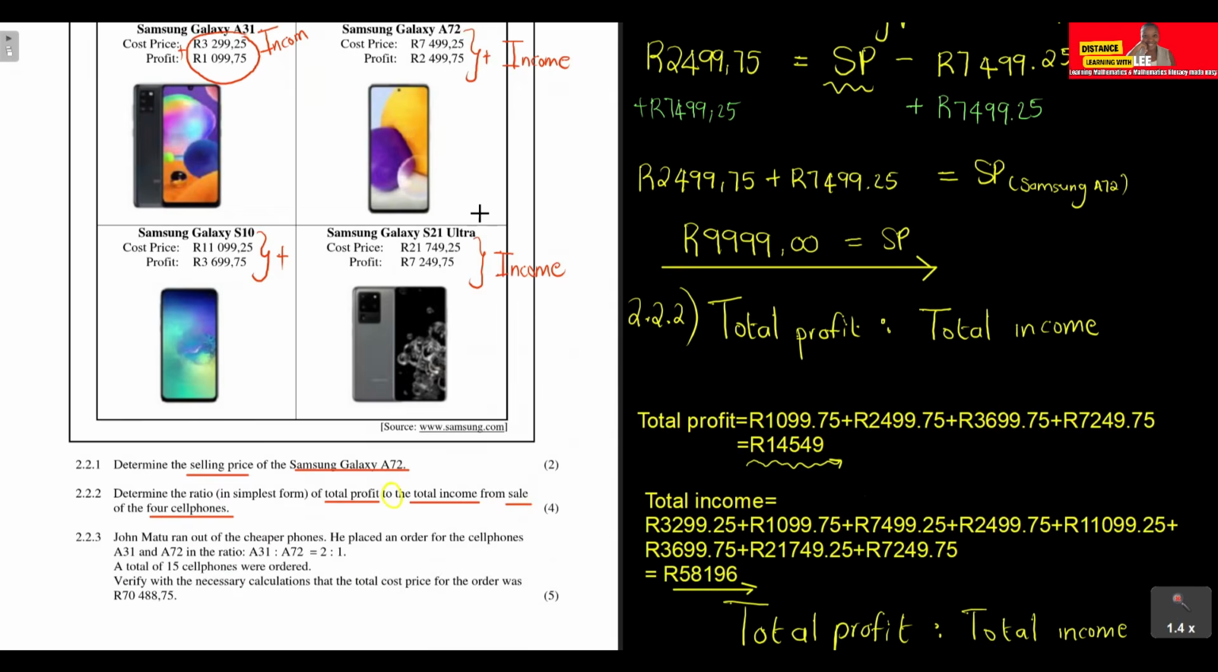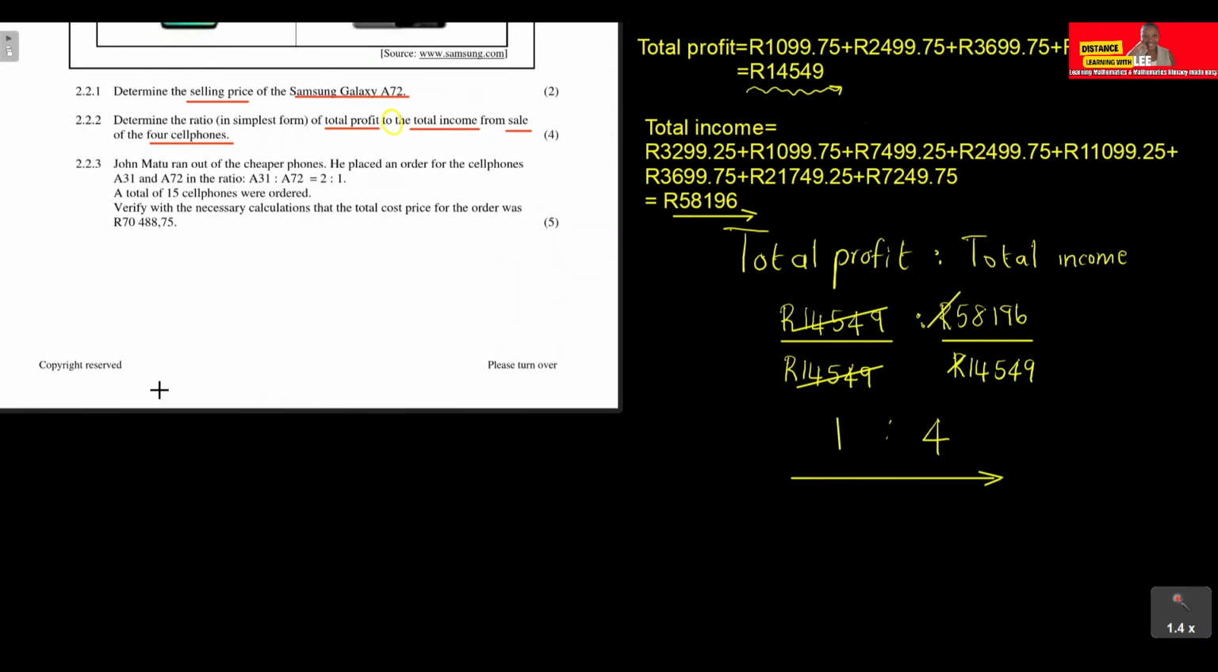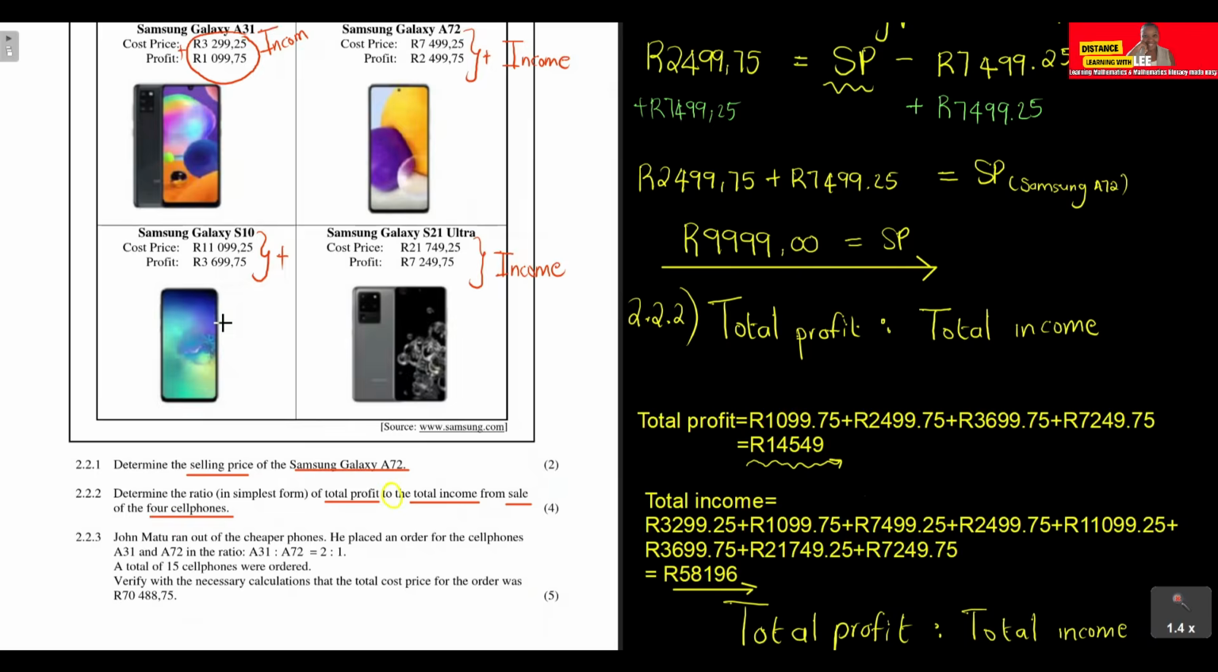All right, let us have a look at the last question, Question 2.2.3. It says Ujon Matu ran out of the cheaper phones. He placed an order for the cell phones A31 and A72 in the ratio A31 to A72 equals 2:1. A total of 15 cell phones were ordered. Verify with the necessary calculations that the total cost price for the order was R70,488.75.